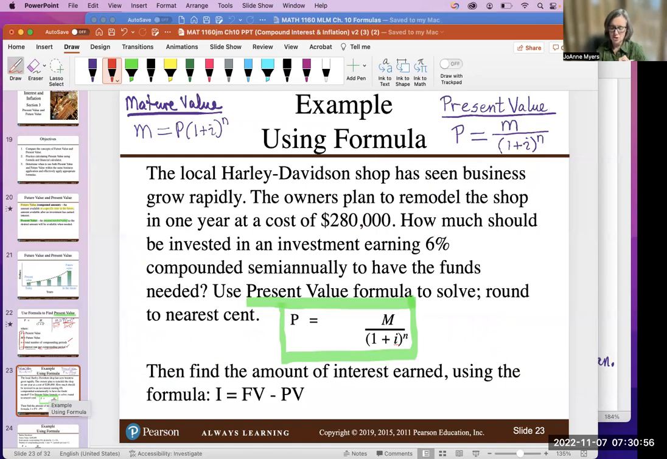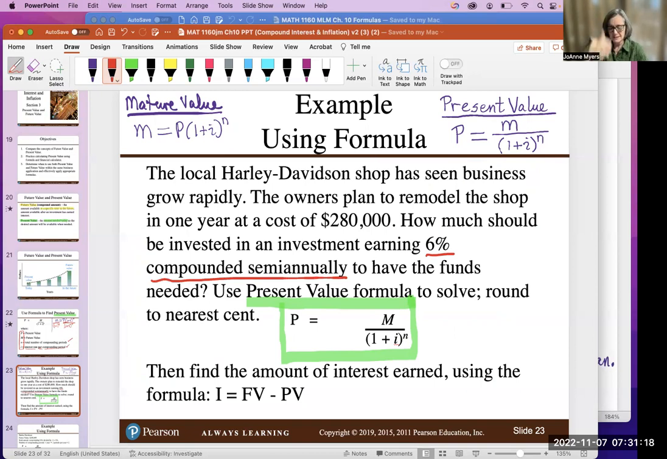A local Harley-Davidson shop has seen business grow rapidly. The owners plan to remodel the shop in 1 year at a cost of $280,000. How much should be invested in an investment earning 6% compounded semi-annually in order to have the funds needed?